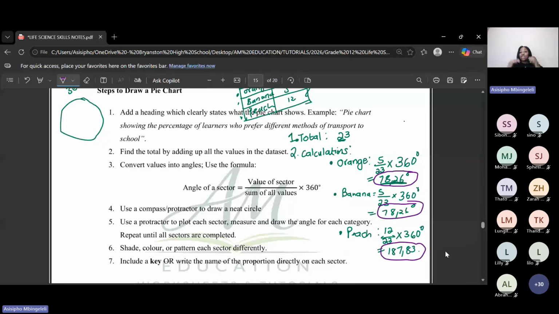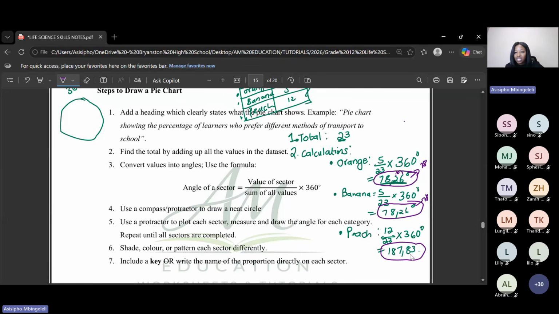You then, in your mind or in a pencil, round off any degrees that has a decimal. So 78.26 will be 78 still because the 2 is below 5. Anyways, even if you round this one, it becomes 3, it still becomes below 5. So this would be 78. So that means on your protractor, you're going to be looking for 78. Same applies here. This would be 78.